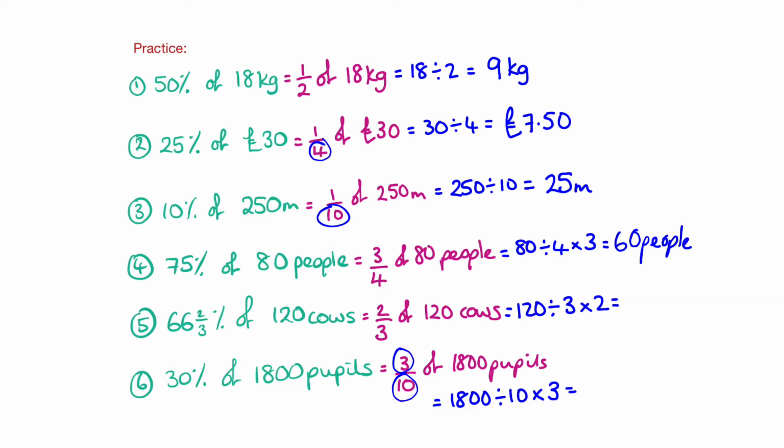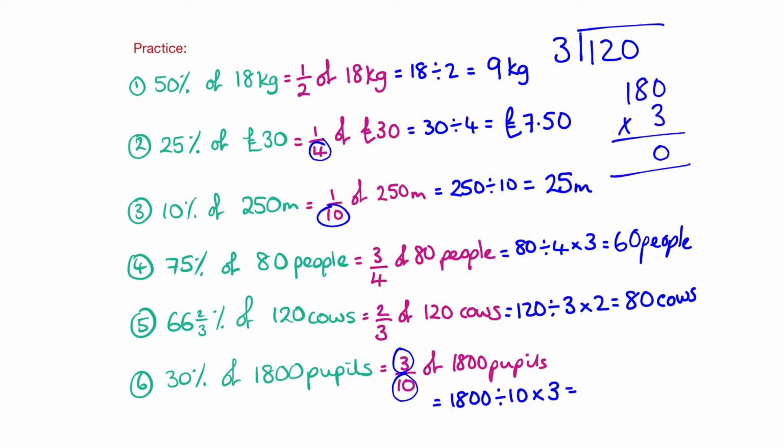Number 5, 120 divided by 3. If you want, you can just do a bus stop sum to get 120 divided by 3, and you get 40, which when you times by 2, you get 80 cows. And then the last one, 1,800 divided by 10 is 180. When we times that by 3, we get 540 pupils.